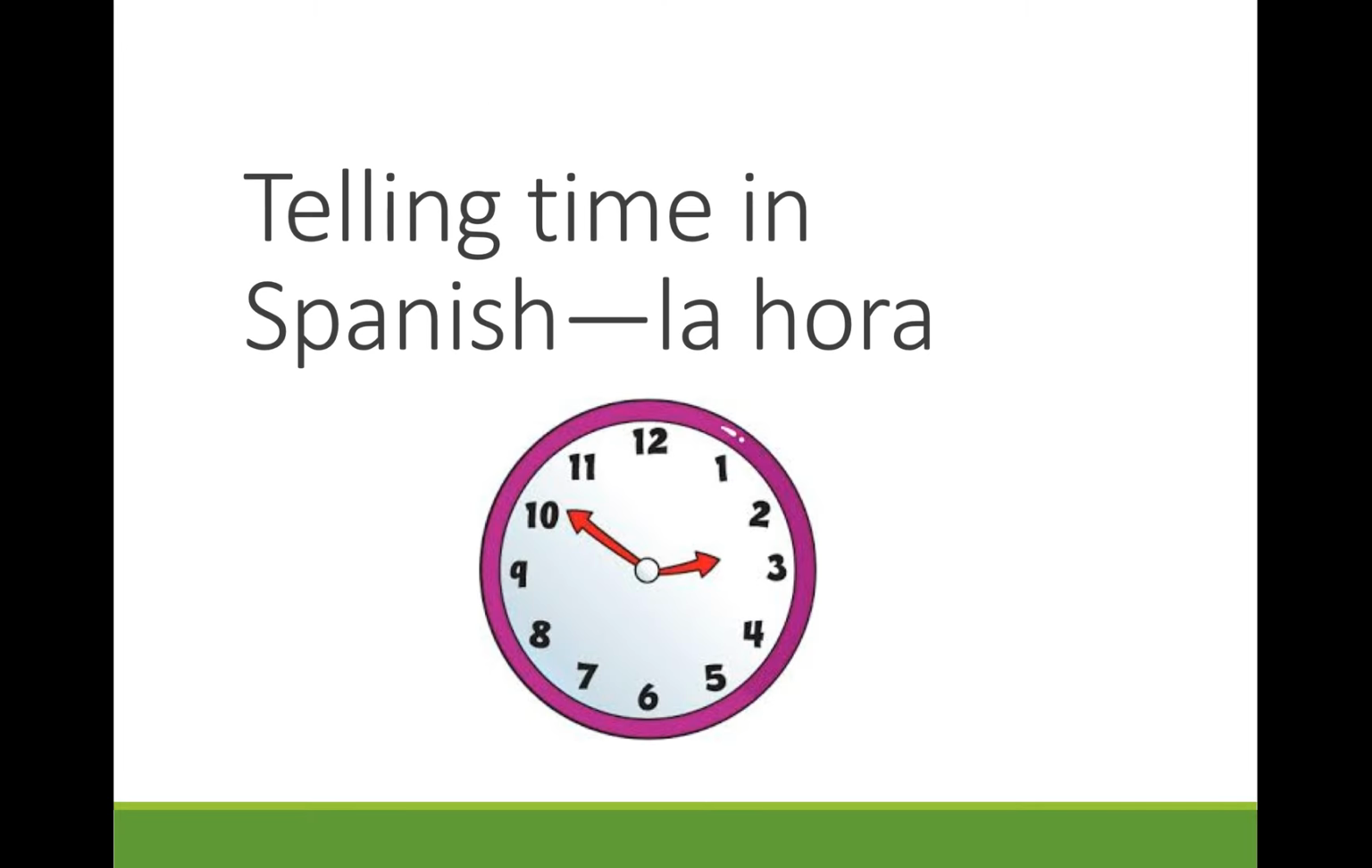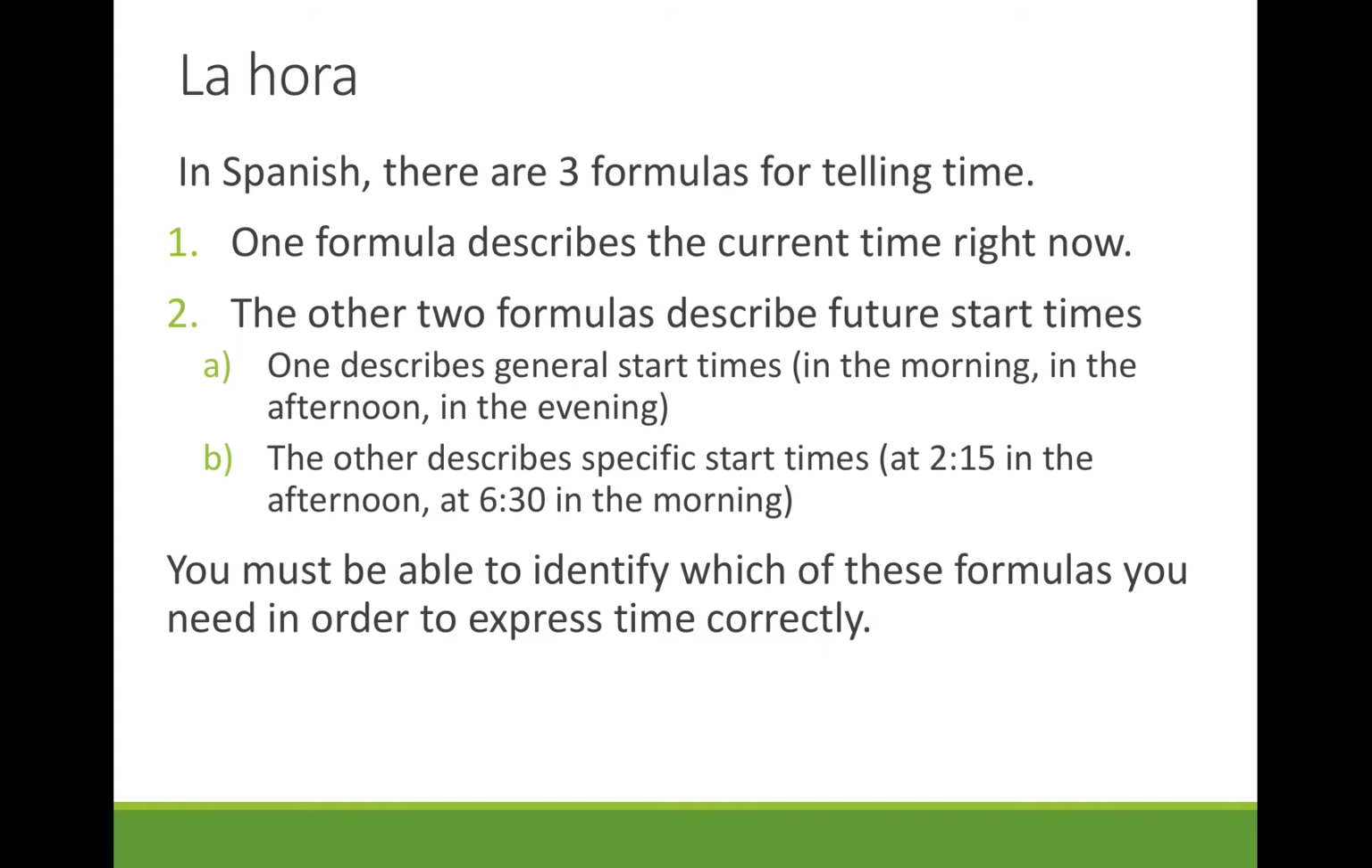Ahora vamos a trabajar con la hora, time. In Spanish, there's 3 formulas. One describes the current time. The other describes starting times. So we have the same thing in English. It's 10:30. It's 4 o'clock. That's the current time.